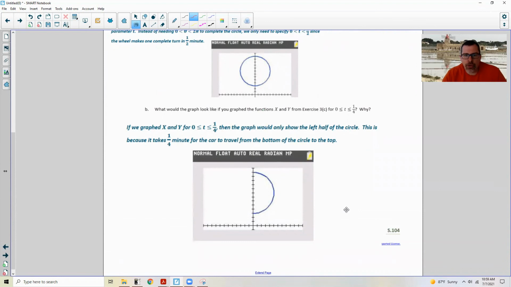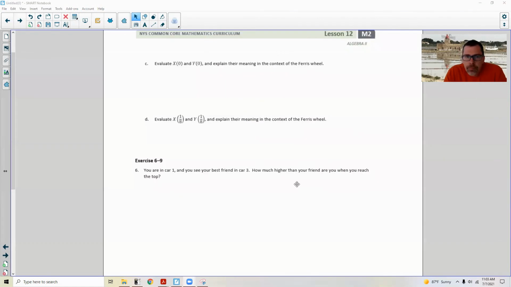So if we graphed x and y for t being between 0 and 1/4, the graph would only show the left half of the circle. I'd say the right half of the circle, but anyway. This is because it takes 1/4 minute for the car to travel from the bottom of the circle to the top. Okay, so I guess it'd be the left if we were behind here, but this looks like it's the right side of the circle to me. All right, so there you go.